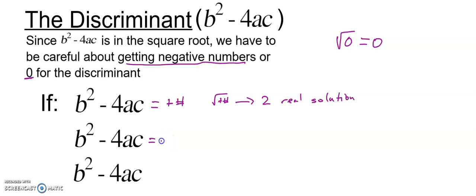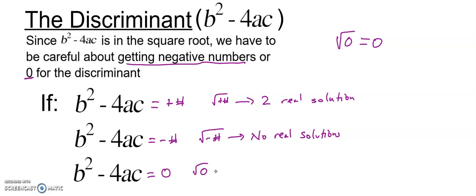Now, suppose this is a negative number that you get for b squared minus 4ac. Well, that must mean you're square rooting a negative number. Because of that, you know there are going to be no real solutions because you can't square root negatives. And then lastly, what happens if b squared minus 4ac equals 0? Well, since the square root of 0 is 0, that means you're going to get only one real solution.